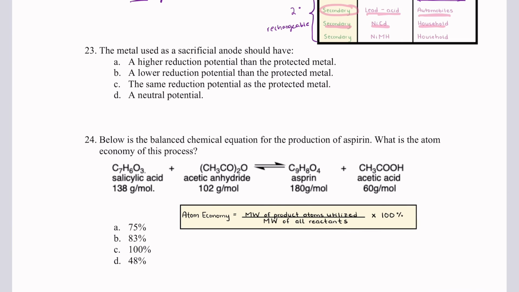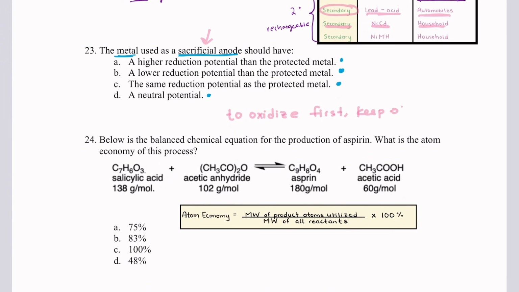Problem 23 says, the metal used as a sacrificial anode should have blank. A says a higher reduction potential than the protected metal. B says a lower reduction potential than the protected metal. C says the same reduction potential as the protected metal. And D says a neutral potential. The job of the sacrificial anode is to oxidize first and take the corrosion on itself so that the protected metal remains in its reduced metallic state.